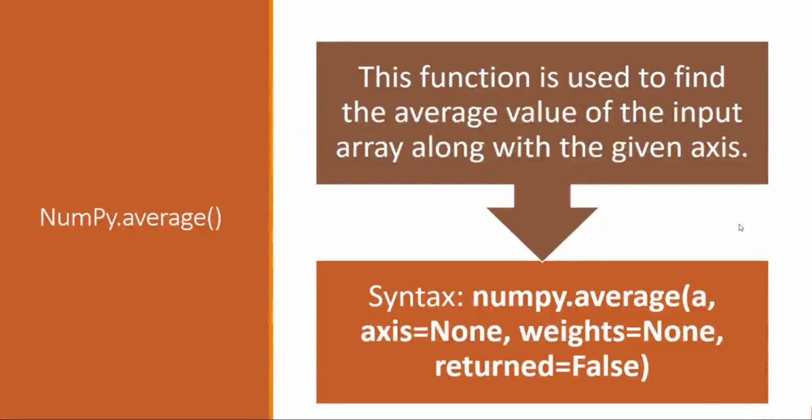Now we will understand our next function, that is numpy.average. Basically, this function is used to find the average value of the input array along the given axis, and we can also calculate the weighted average of values. So here is the syntax of the numpy.average function. We are going to use only two parameters, the input array and the axis parameter. Now we will take an example using these parameters.